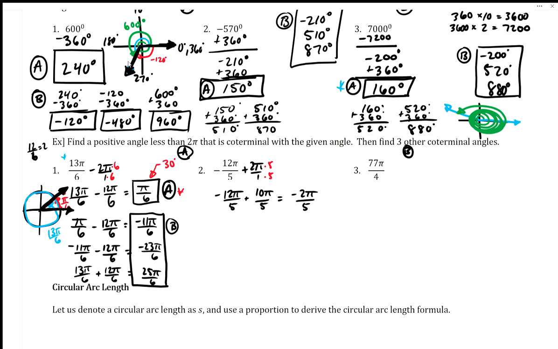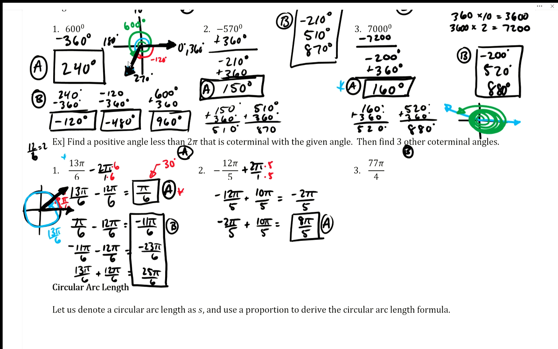Okay, so that looks like a part B answer because it's not a positive angle yet. Okay, so we do have at least that. But let's continue adding 2 pi, so negative 2 pi fifths plus another 2 pi. Again, I already have a common denominator. Let's just do 10 pi over 5. And that gives us positive 8 pi over 5. There's the angle that they wanted for A.